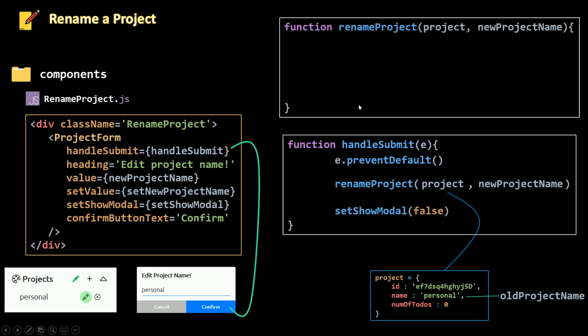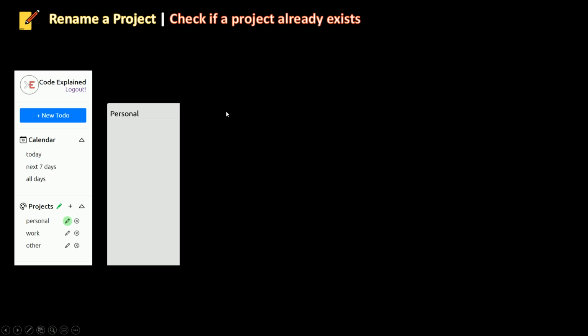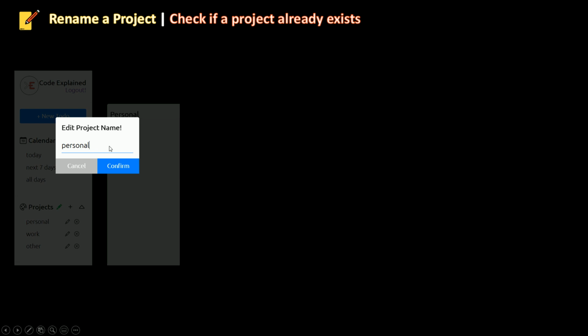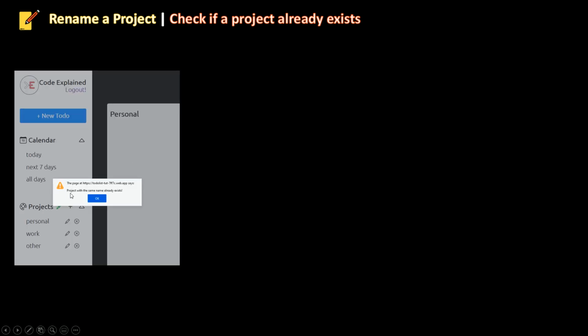Now let's talk about what's going to go inside our renameProject. Here we first need to check if a project already exists before renaming that project. For example, if I click on this button here, the modal will show up with personal already typed in. If I change this to work, you can see that work already exists. If I click confirm, I don't want my app to rename this to work because work already exists. So in that case, I'm going to show that a project with the same name already exists.